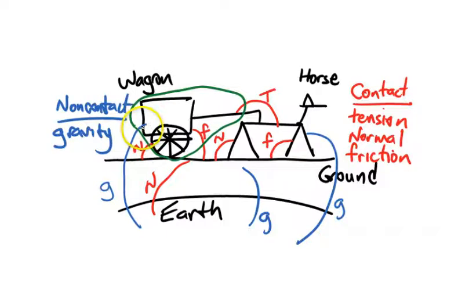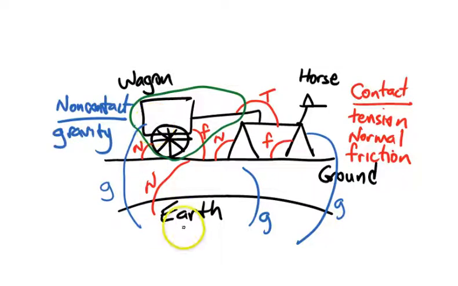Now remember, for each of these forces, they are Newton's third law force pairs. It may seem odd, but it does seem normal to us that the wagon is being pulled down by the Earth's gravity, but the Earth is also being pulled up by the wagon's gravity. Wagon is being pulled down, Earth is being pulled up.